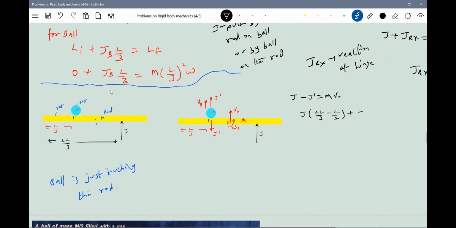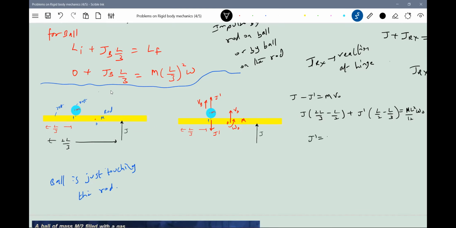Plus, this will be the angular impulse by J dash. J dash should be L by 2 minus L by 3 equal to ml square by 2L into omega naught. Keep it in this way. How many unknowns are there? V naught, J dash, and omega naught. Three unknowns are there. Okay, let's write the equation for the ball.